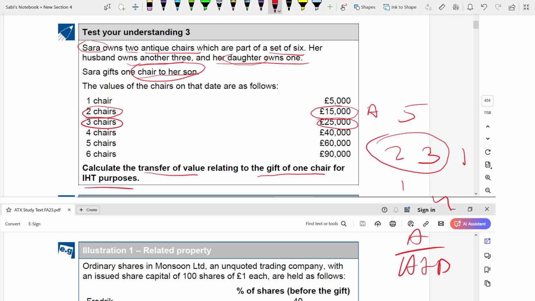And what is the total chairs before the gift? 5. So what is the value of the 5 chairs? 60,000. This is the number that you have to multiply with. So first we'll do the before gift, the value of Sarah's chair before the gift.